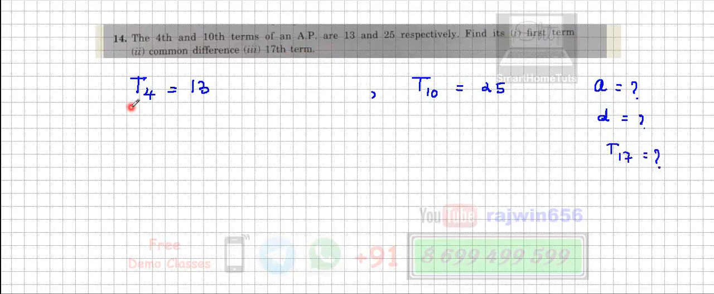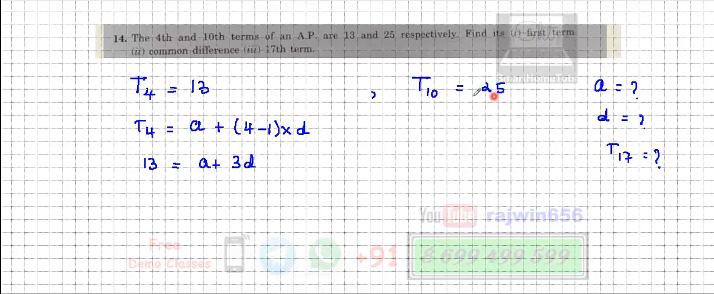Okay, so first I'm going to write down the formula. T4 is equal to A plus, this is the fourth term, so n minus 1 multiplied by D. T4 is 13, which is equal to A plus 3D.